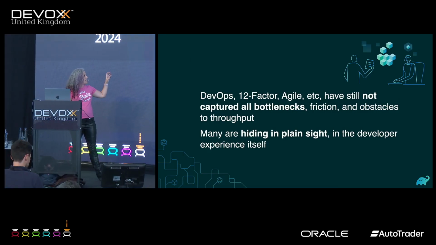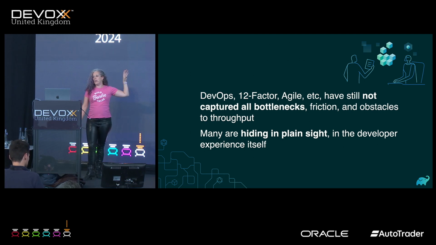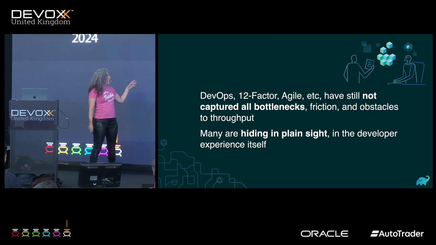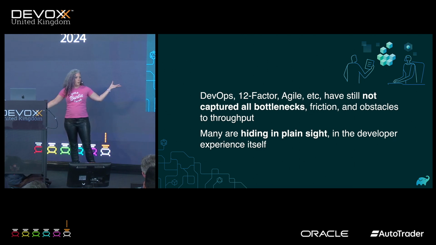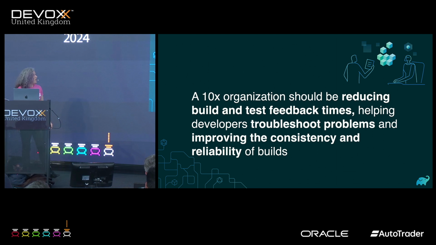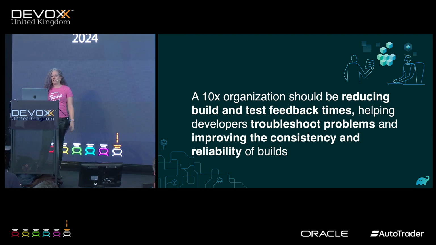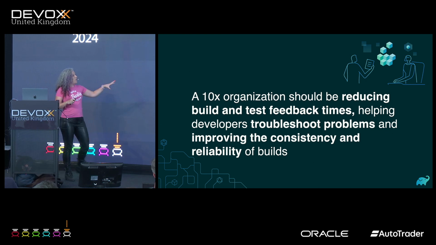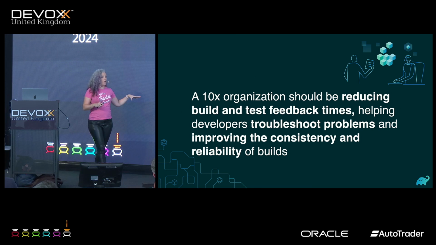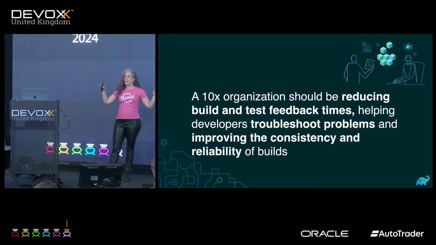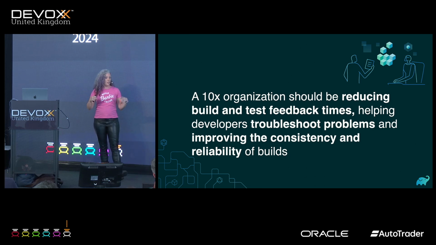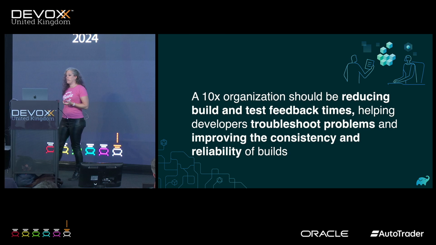The idea is that we haven't necessarily found all of the bottlenecks which are getting in the way of our development throughput. And a lot of these problems are hiding in plain sight in what's called developer experience. So to come back to our 10x organization, our 10x organization should be reducing build and test feedback times. I mean, we would say this because we work for Gradle. So we want to reduce build and test feedback times, help developers troubleshoot problems, and improve the consistency and reliability of builds. For me as a developer, I found this consistency and reliability a tricky thing that we don't always focus on, particularly in our local environments or in some of our staging and QA environments. We don't always have the consistency and reliability that we should be able to expect.